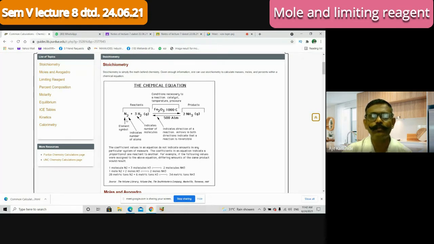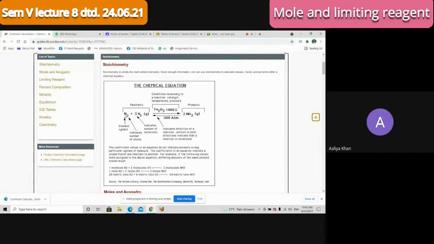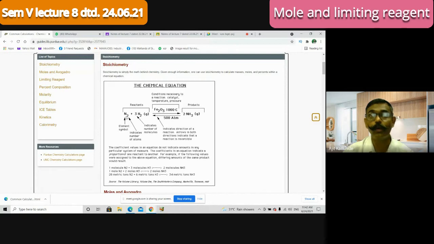Molecular weight of N2? 14. Sorry, it was not loud, not clearly audible. 14. Right, 14. Only 14. If I take 14 in terms of gram, then it's 1 mole. Avogadro's number of nitrogen molecules will be there in 14 gram of nitrogen. So you can write in your book 14 gram of nitrogen. Okay, it's needed for the reaction.